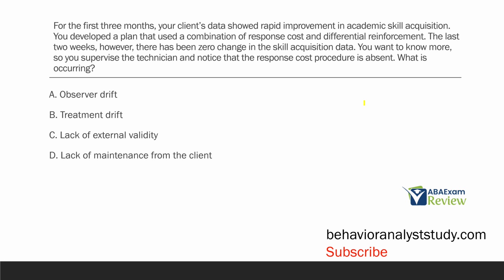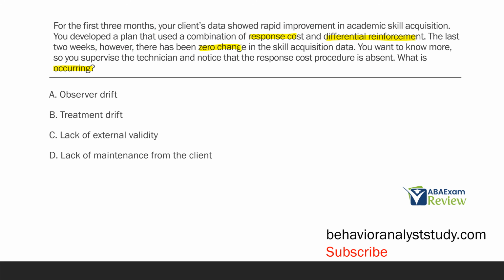We always start with the question first. We're not jumping into the answer choices. Let's understand the question initially. Question wants to know what's occurring. That doesn't give us a lot to go on. So what do we know so far? We know it's been 3 months. Your client's data was improving rapidly, and you developed a plan that used a combination of response cost and differential reinforcement. The last 2 weeks, though, no change. So we've gone from rapid improvement to no change in skill acquisition.